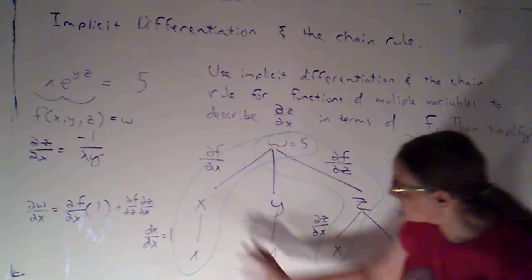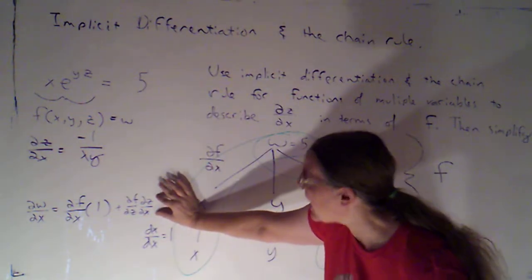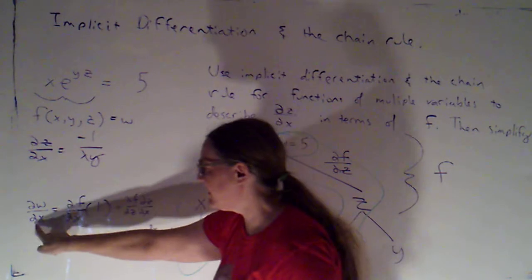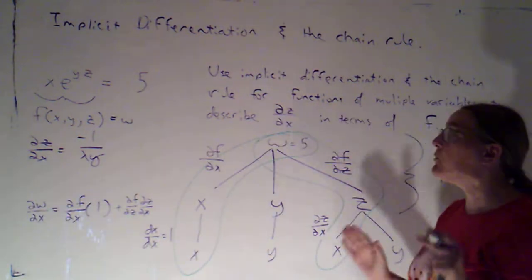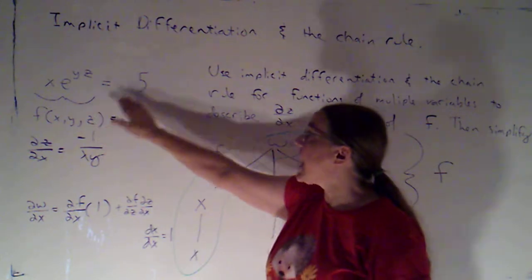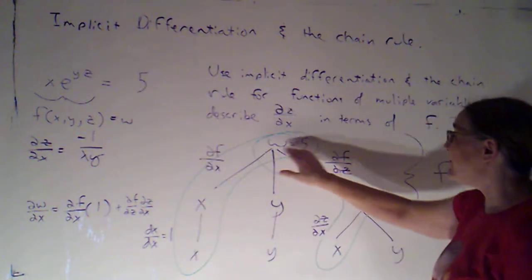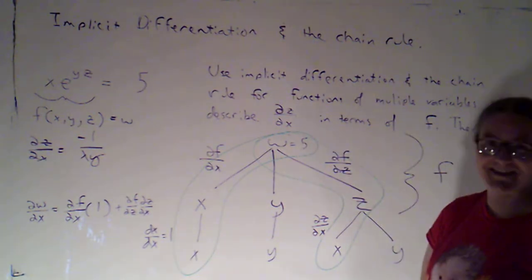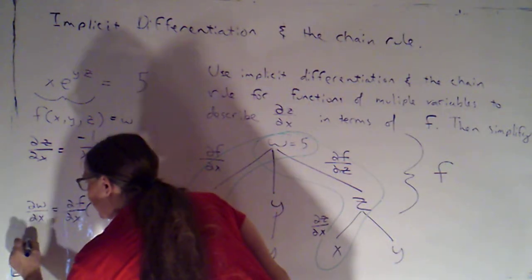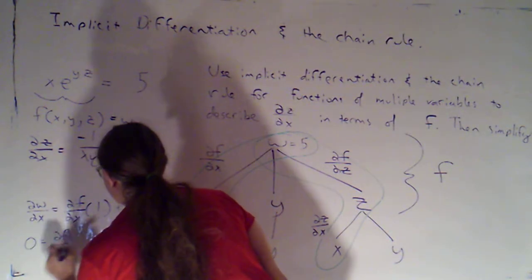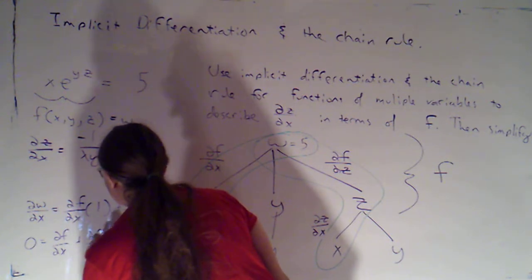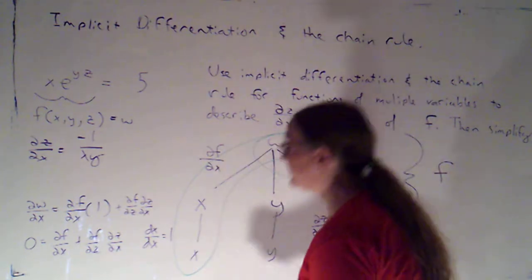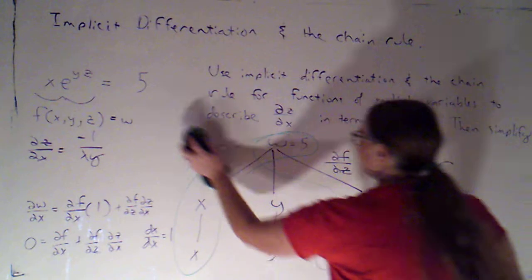Okay. Notice, this is the thing I'm trying to solve for. I was trying to describe it in terms of f. This piece here and this piece here have an f in them. That extra piece, I know what it is, because I wasn't working with the entire function. I was working with this level surface. W is 5. It's constant. Any derivative of a constant is always 0. So this is 0 equals partial f partial x plus partial f partial z del z del x. And now I'm going to be able to solve that for the partial of z with respect to x.